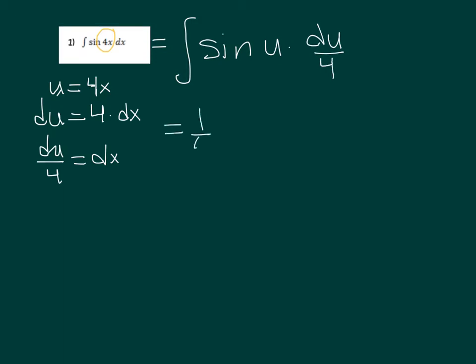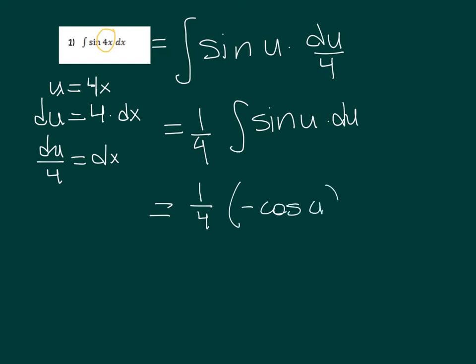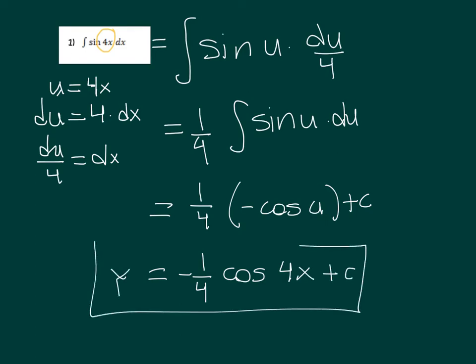We write the constant out of the integral sign, 1 over 4 times the integral of sine of u times du. And looking in your formula, you know that the integral of sine of u is negative cosine of u plus c. So this will be negative 1 over 4 times cosine of u, which is 4x, plus c. And that is our primitive function, antiderivative, or indefinite integral.